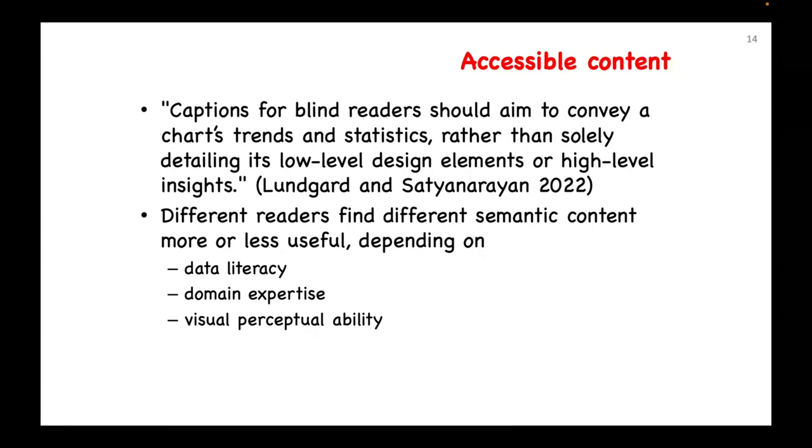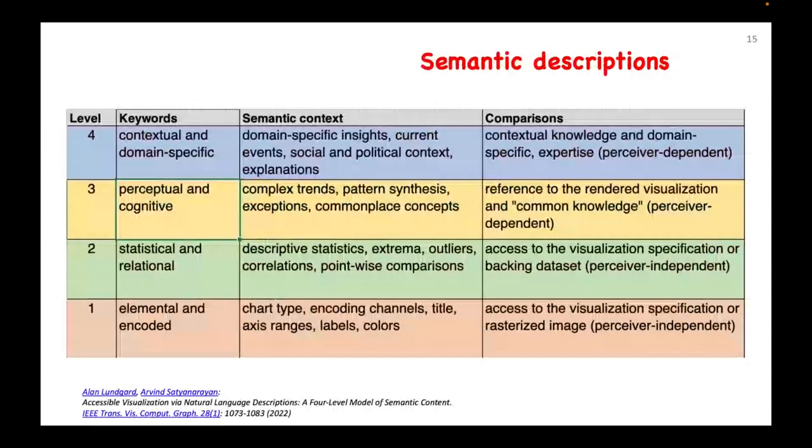So they're saying we've got a hierarchy of things we can describe and we want to be somewhere in the middle. Now, we have differences between readers, and they're quite big differences, and those differences, as far as we can see at the moment, depend on data literacy, domain expertise, and visual perceptual ability. So we know that there's not a one-size-fits-all. Whatever we do isn't going to work equally well for everybody. But what we can do is do something that should work reasonably well for the majority of people.